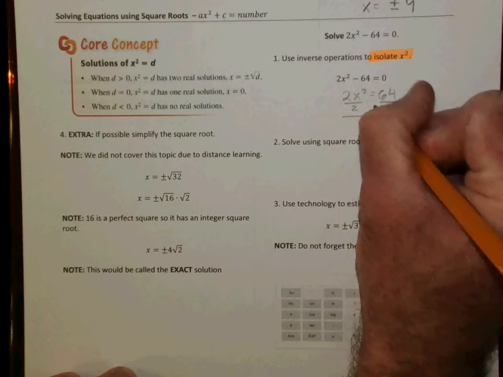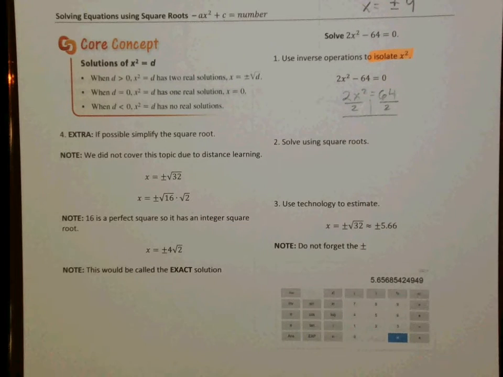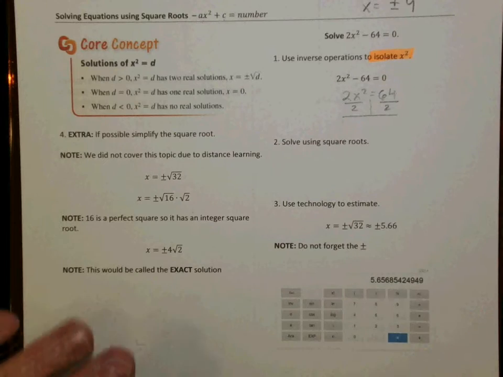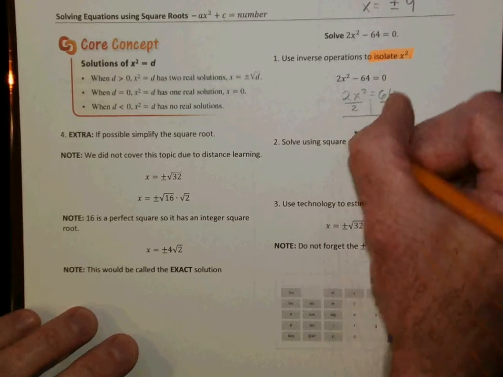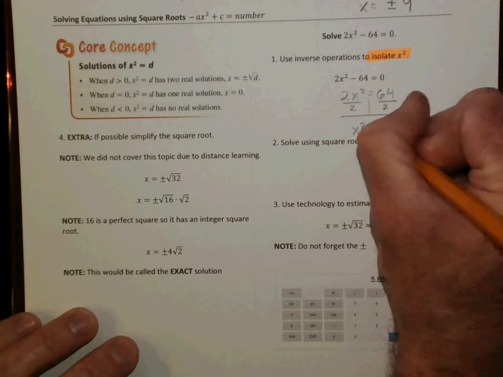Now, I no longer need to see the simple steps in solving an equation, but I will often show this division step because this is where students make the most mistakes. I'm going to get x squared is equal to 32.